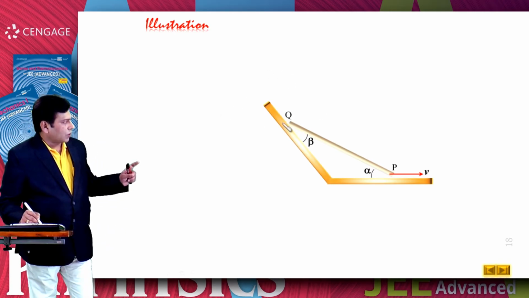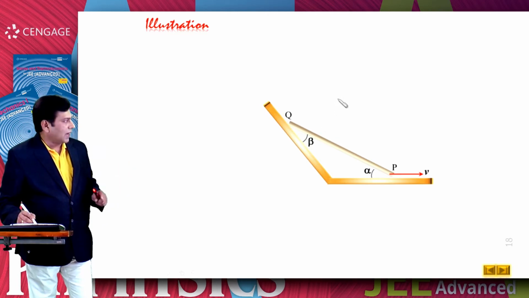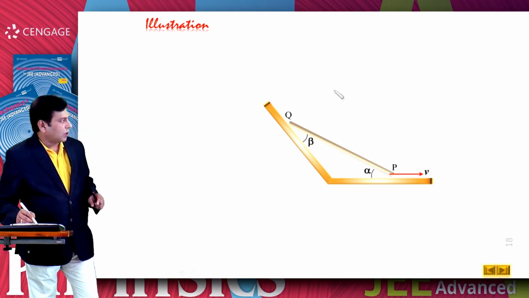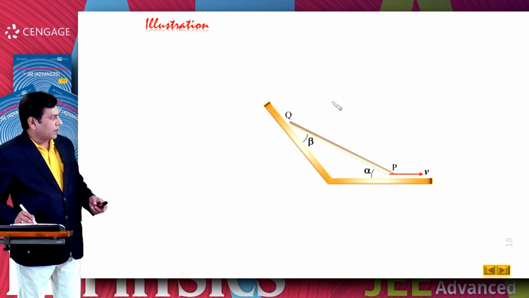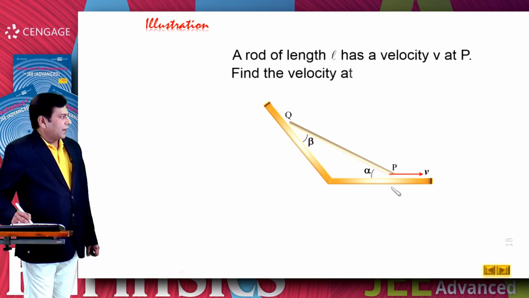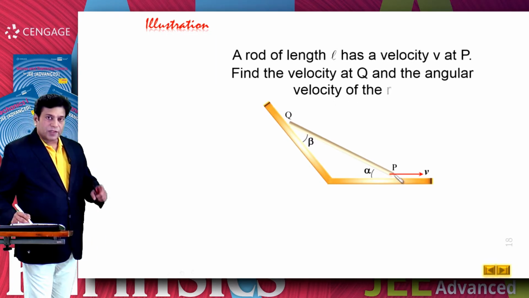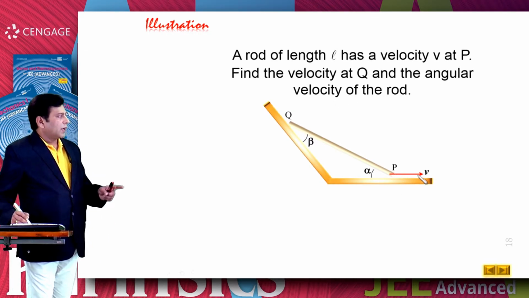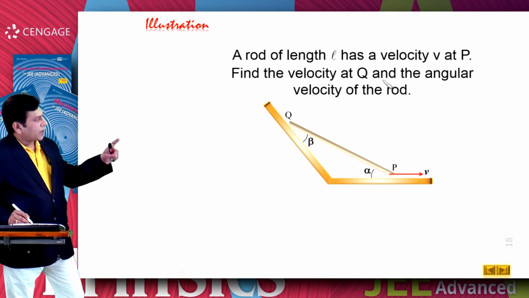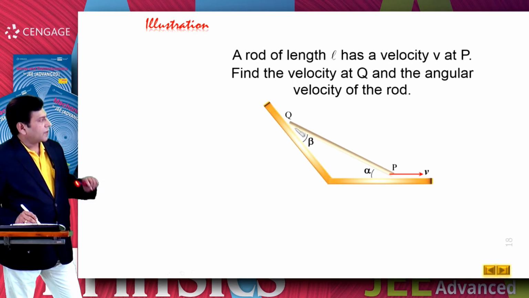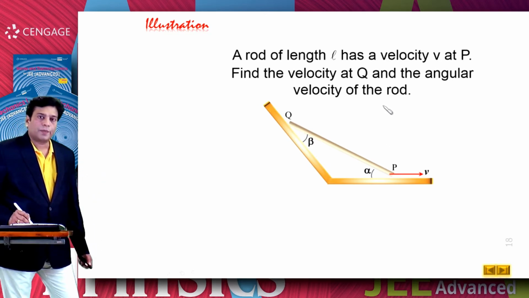So you can follow this diagram. The rod length is L and it is supported against the inclined wall, and this is a smooth floor, and the angle made by this rod is alpha with the ground and beta with the wall. And this end P, which is located on the ground, is moving in the rightward direction with the velocity V. And here we need to calculate the velocity of this end and the angular velocity of the rod.